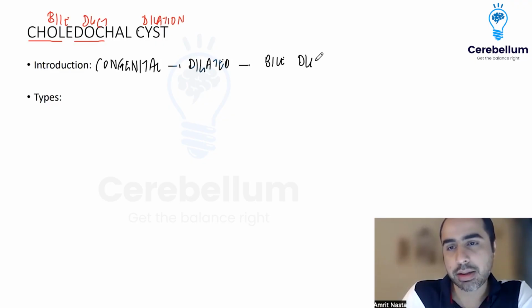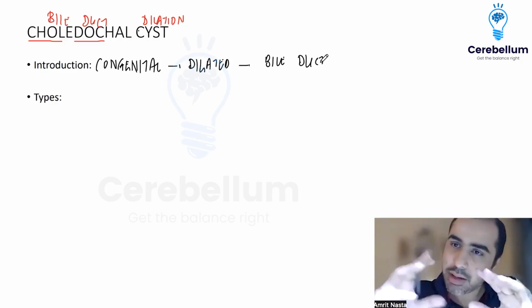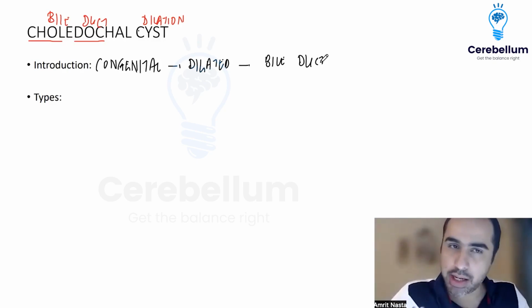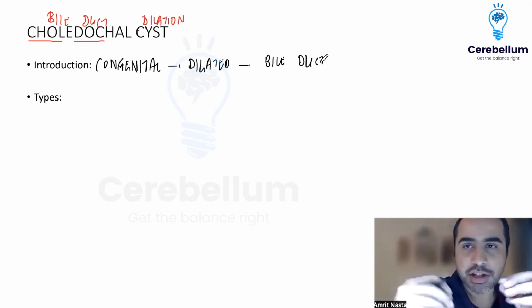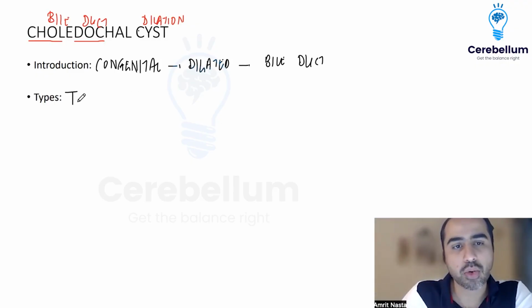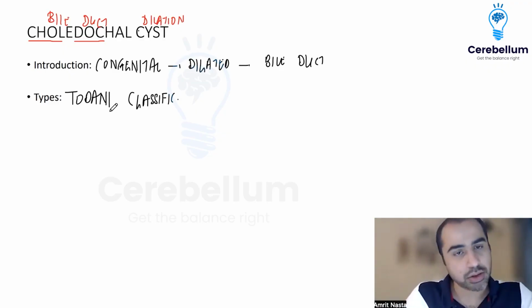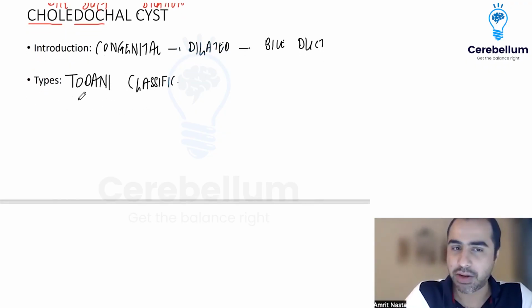Now bile duct is a very broad, non-specific term. The whole bile duct will not dilate, some parts will dilate. So to identify which type or which part is dilated, there is a classification which they ask in the exams. This is called the Todani classification. So this classification tells you which part of the biliary tree is dilated. So what are these types? I will tell you in an easy way.